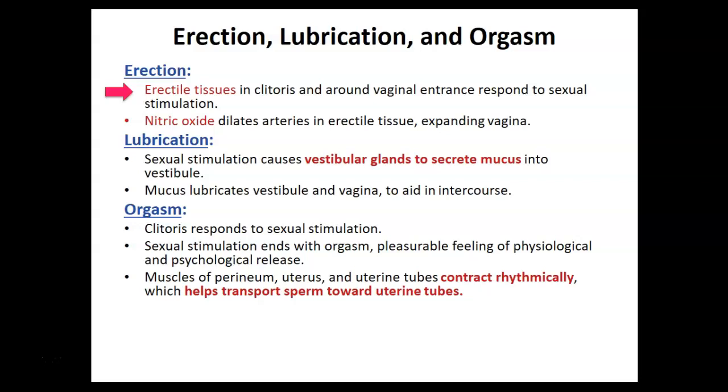Finally, the last step is going to be orgasm. So the clitoris will respond to sexual stimulation. And basically there are muscles that are going to react in the perineum and the uterus, and they're going to affect the uterine tubes. So the uterine tubes themselves are surrounded by circular muscles that are going to start to contract rhythmically. Remember, the uterine tubes are the same thing as the fallopian tubes. So they're going to contract rhythmically to help propel the sperm towards the egg and then propel the egg towards the sperm so they can meet, hopefully, somewhere near the halfway point.